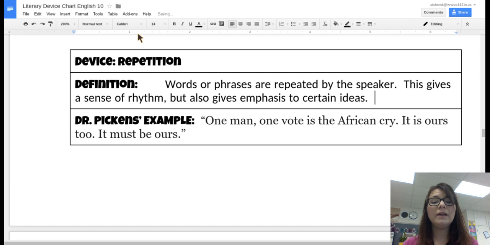And my example here from John Lewis is, "One man, one vote is the African cry. It is ours too. It must be ours." And so he's emphasizing this kind of unity with this one and the connection between the individual and the vote. And then he's emphasizing the word ours and ours to emphasize how connected they are and how they're all fighting together for something. And he uses that to create some rhythm too to what he's saying, to these short lines, this type of repetition.